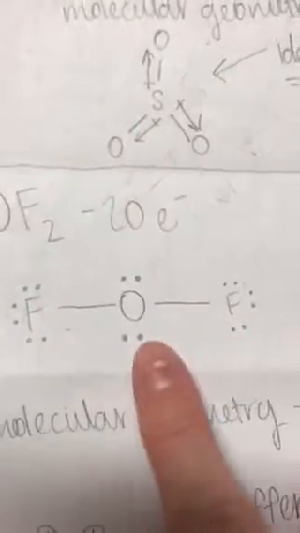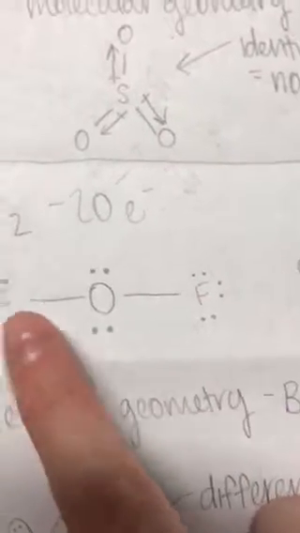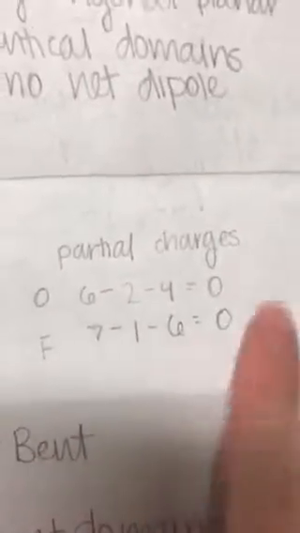Next, we're going to see if OF2 is polar. There are 20 electrons in OF2. So basically the Lewis dot structure is going to be set up like this, and we can see that there are 20 sets of electrons, and there are 4 domains about the center atom. Next, we need to check partial charges. We can see that both the atoms are happy. So the molecular geometry is going to be bent because of these 2 non-bonding sets of electrons.